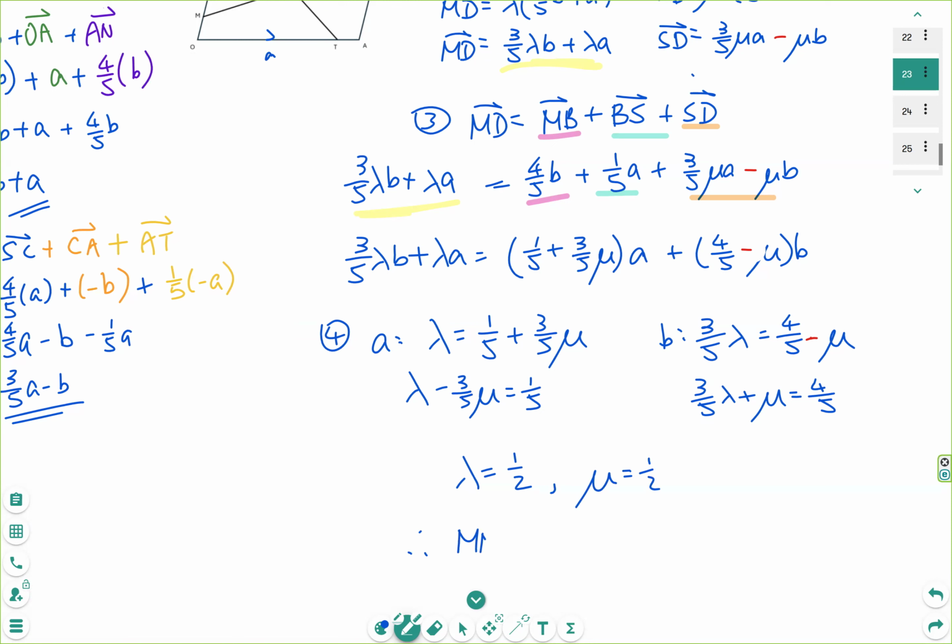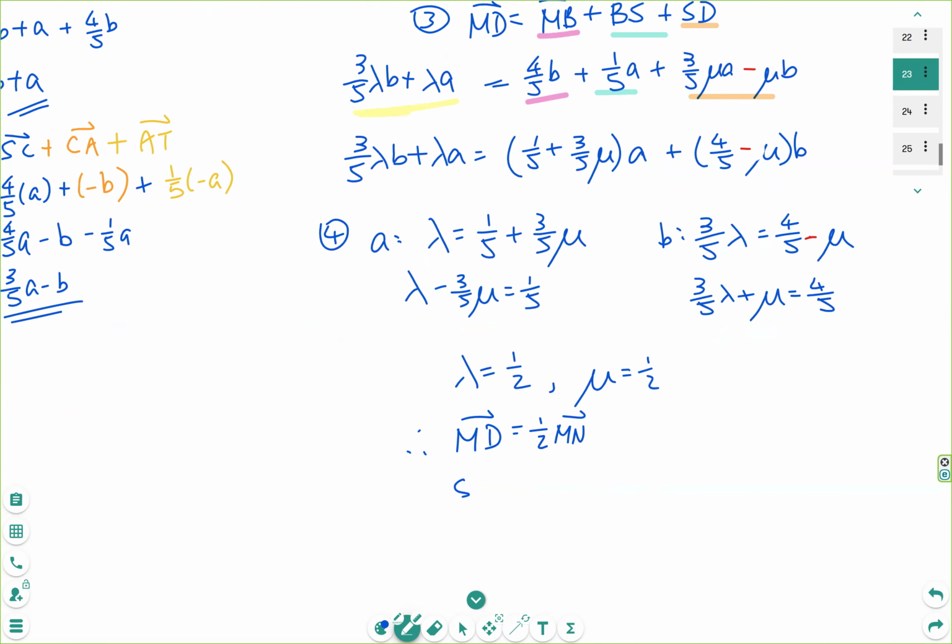Therefore, MD is a half of MN, and SD is a half of ST. Therefore, MN bisects ST. We got there. Finally.